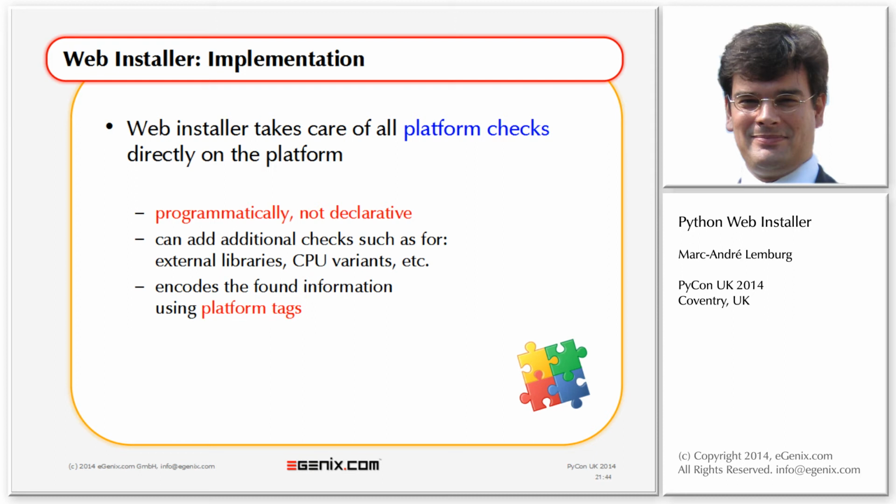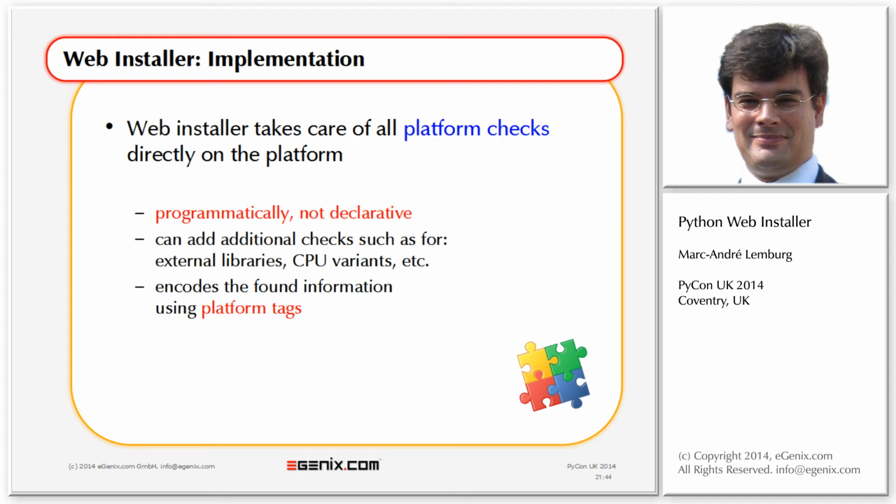For the detection part, we decided to do that programmatically, so we did not want to do that in a declarative mode, because the other systems like eggs or wheels try to put all of this information into the file name of the distribution package, and then try to make the installer smart enough to detect that this particular file is compatible with the platform I'm currently running on. And that does not really work out. And that's also one of the reasons why these installers often don't work on all platforms.